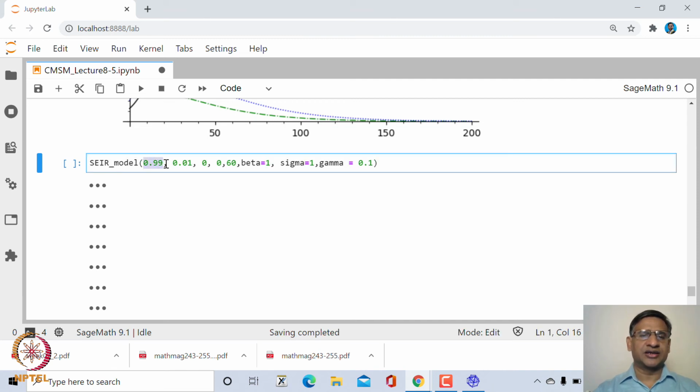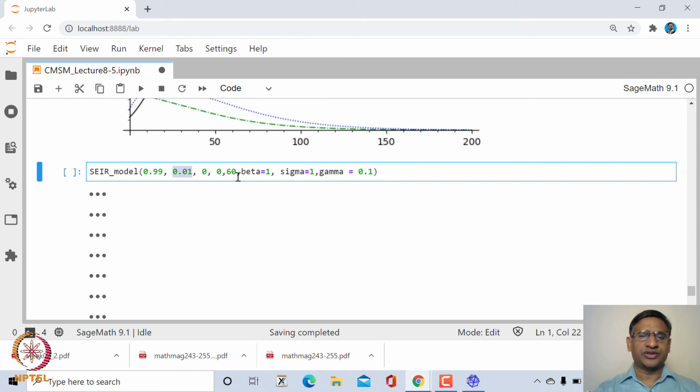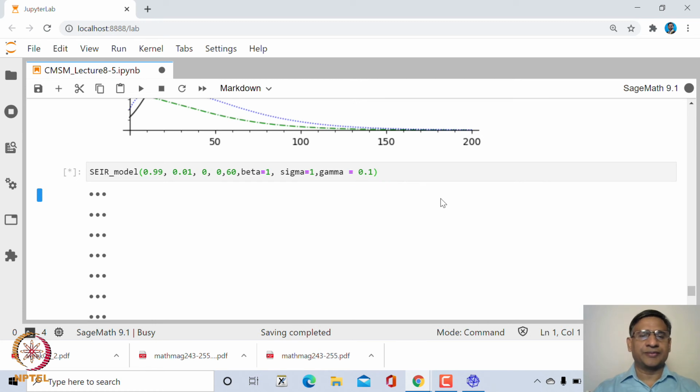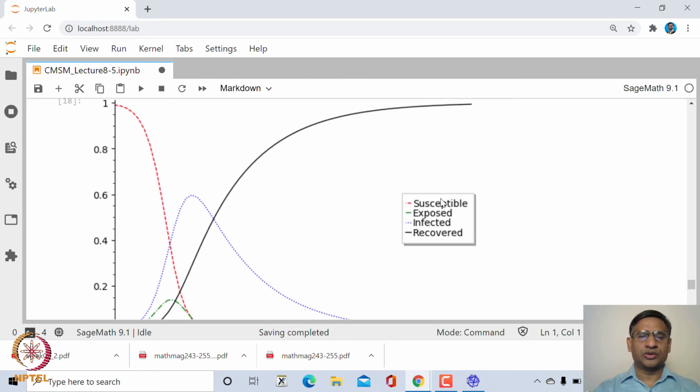So for example, let us take the initial population: 99% of the population is susceptible, and only 0.01, that is 1%, is exposed to this virus, and 0 infected, 0 recovered to begin with, over a period of 60 days. Start with beta equal to 1, sigma equal to 1 and gamma equal to 0.1, and then if you look at the solution curve, this is how it looks.